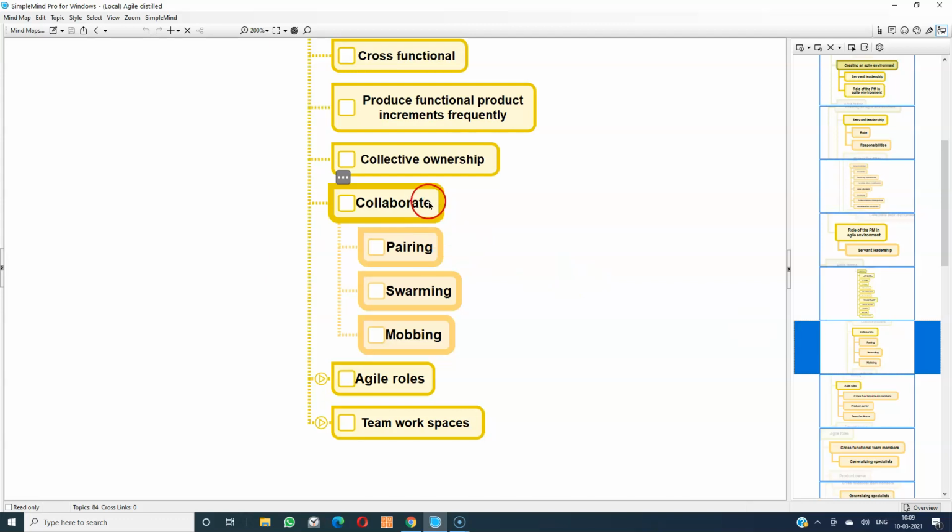Now, for collaboration, some of the tools and techniques are pairing. You may pair a programmer with a QA person, or an experienced person with an inexperienced person, or two programmers will work on the same code. Those are examples of pairing. Then we have swarming and mobbing practices as well.